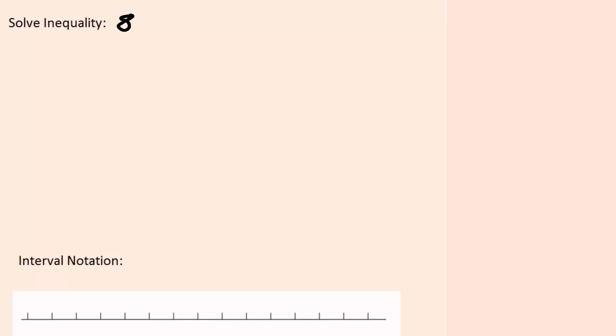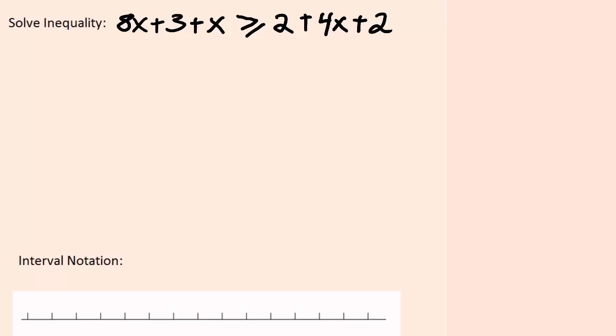Let's solve an inequality. 8x plus 3 plus x is greater than or equal to 2 plus 4x plus 26. Let's combine like terms on each side of the inequality sign before we move on.